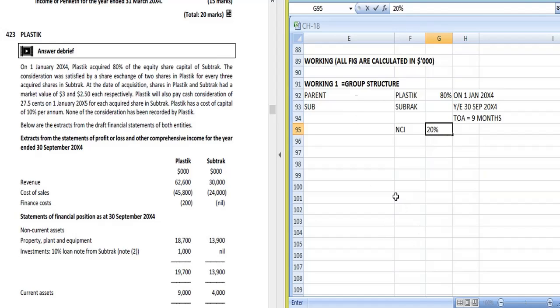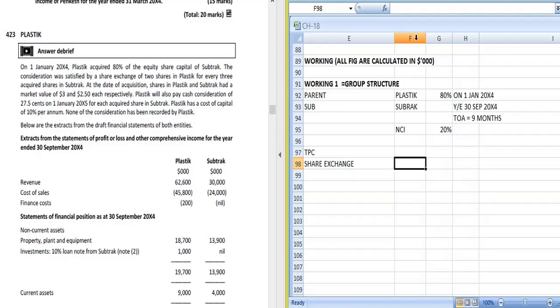Okay. Now the next sentence is, the consideration was satisfied by a share exchange of 2 shares in PLASTIK for every 3 shares acquired in Subtract. It means we need to find out the total purchase consideration. I will write in shortcut again. Total purchase consideration. The first one is share consideration, or we can say share exchange. Here, first I will write in the bracket to show you what the actual calculation means. Then I will show the final calculation.